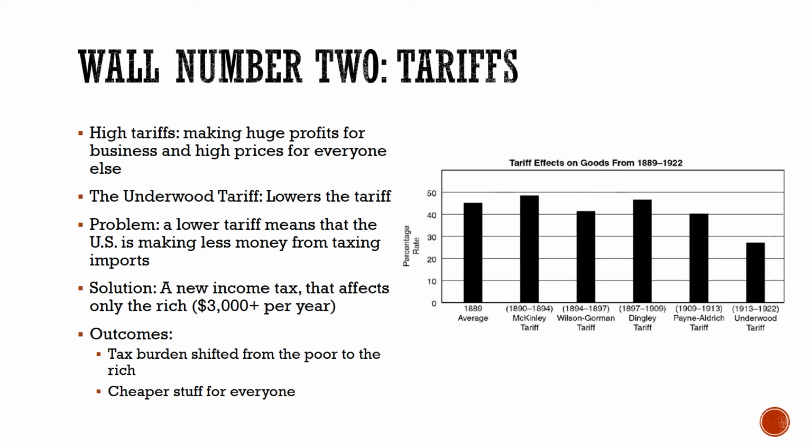Wilson says that to make up for all of the lost tax money, rich people in the United States are going to pay an income tax. Anybody who makes more than $3,000 a year, which was a lot back then, now has to pay some of the money they make to the government. As a result of this, the tax burden is shifted from the poor to the rich. Rich people are now paying more taxes and poor people are paying less taxes. Also, stuff is now cheaper. The average person is paying less for their stuff, and the average rich person is paying more money in taxes.